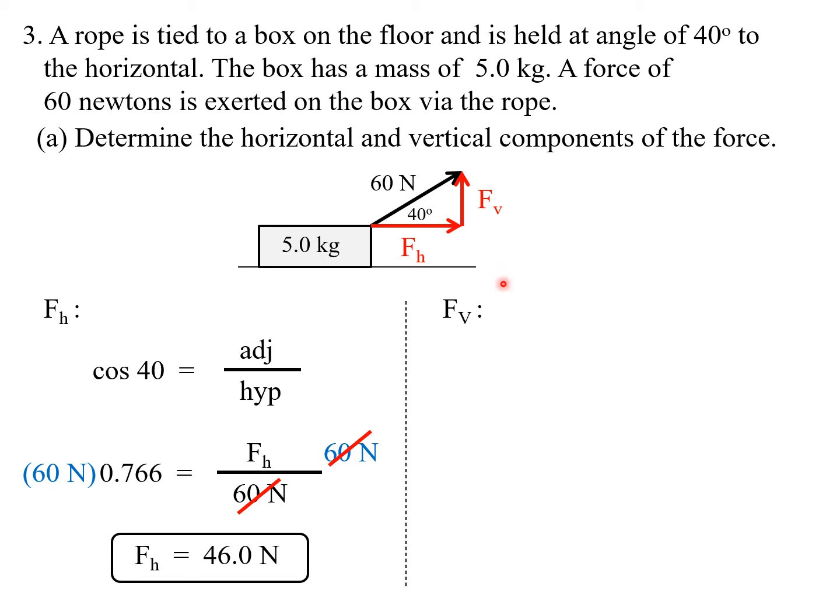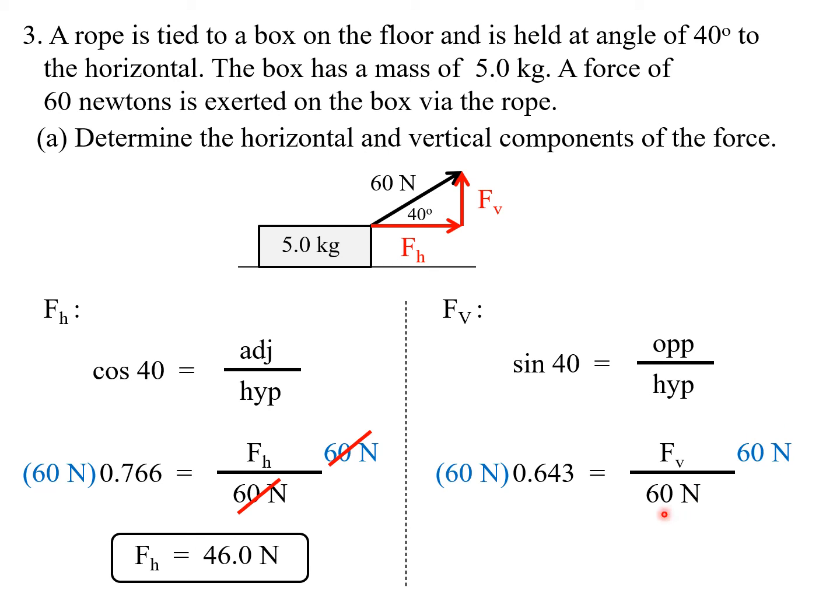Now let's find the vertical component, the vertical component being the opposite side to the angle. Opposite and hypotenuse are related by the sine function. So sine of 40 is opposite over hypotenuse. Okay, the calculator said sine of 40 is 0.643, and that's equal to force vertical over 60. After multiplying both sides by 60, that yields an answer of 38.6 newtons for the vertical component.